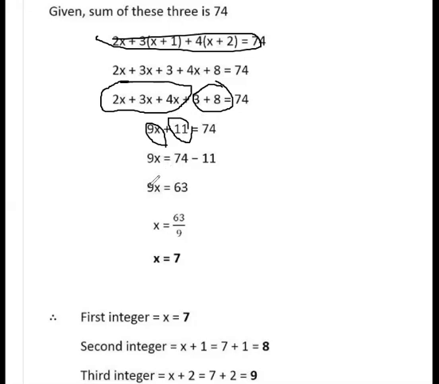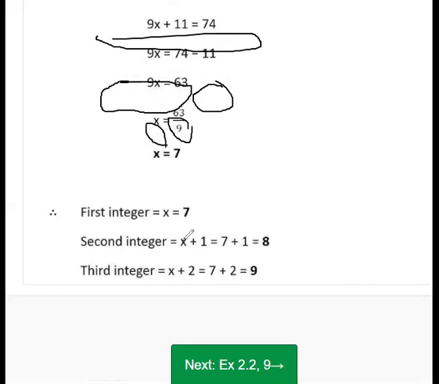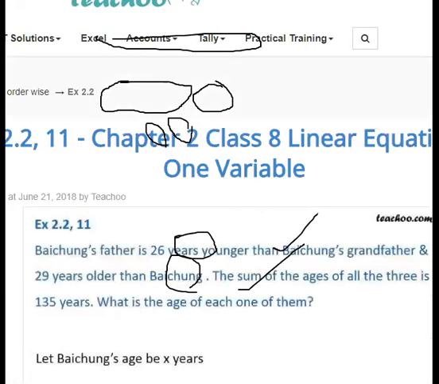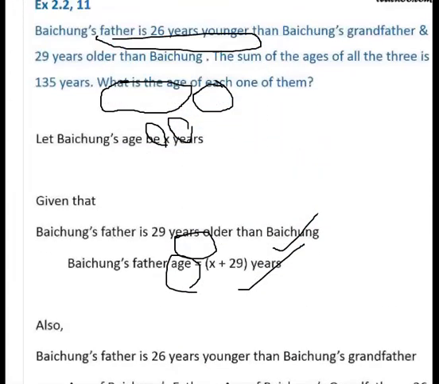Use the transposing method or the balancing method. For the transposing method, take plus 11 to the other side as minus 11, giving 63, and x will be here and 9 will go to the other side. 63 divided by 9 will give us 7. So the first integer is 7, the second integer is x plus 1, so 7 plus 1 is 8, and the third integer x plus 2, 7 plus 2 is equal to 9. So we have 7, 8 and 9 as the integers. Isn't it very easy?